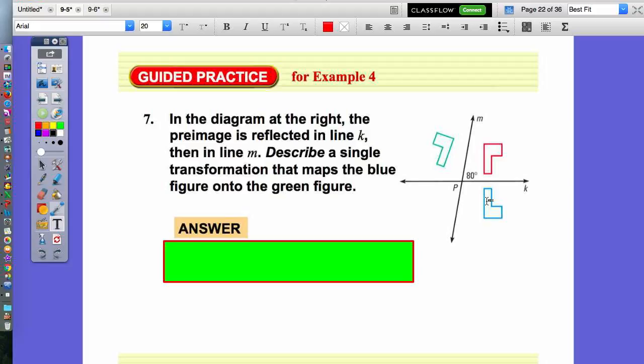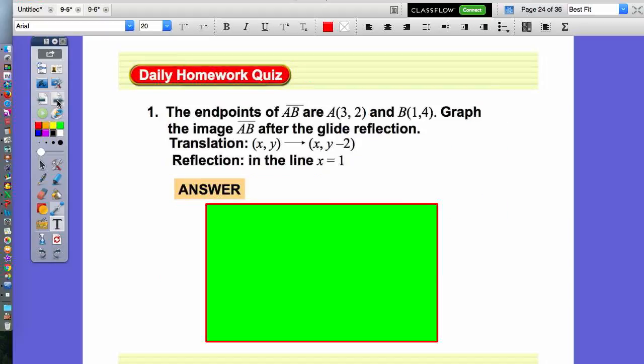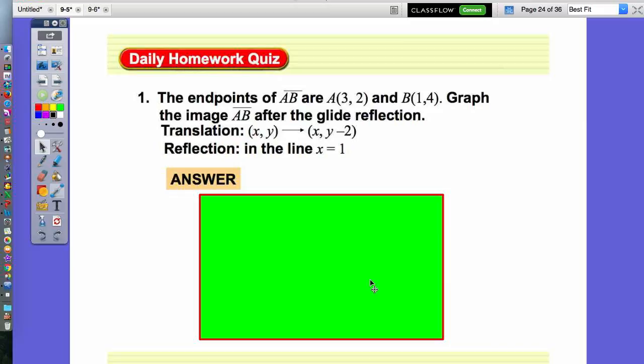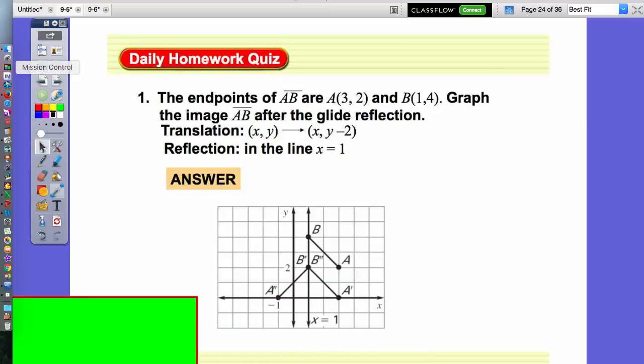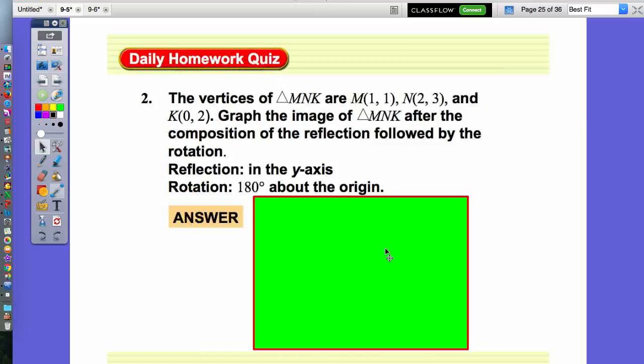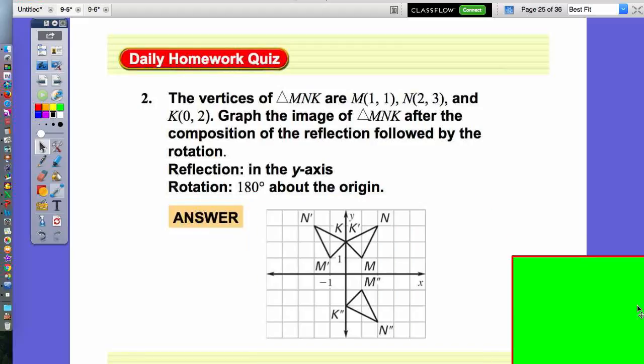Another example here, to get the blue figure to the green figure, I reflected it over K, reflected it over M, or rotated it 160 degrees. 160 degrees because that's twice 80. And that is the review of these problems. If you want, you can try these. You can pause and check your answers.